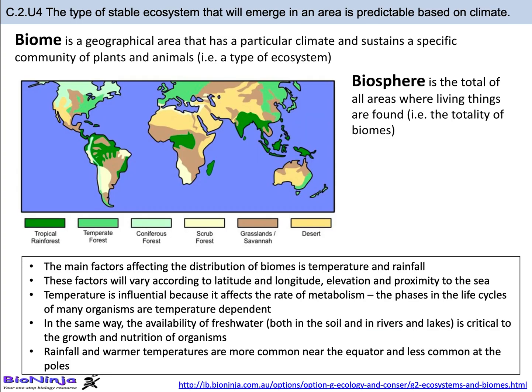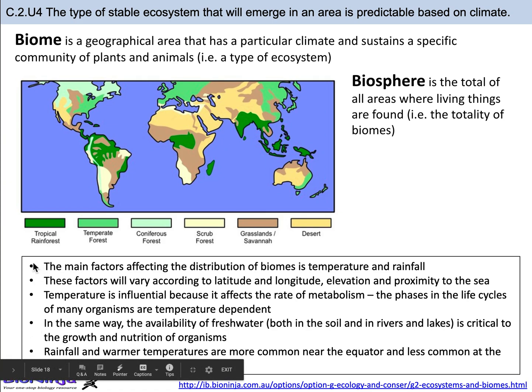Okay, so looking at biomes. So the type of stable ecosystems that will emerge in an area is usually predictable based on climate. So remember that a biome is a geographical area that has a particular climate and sustains a specific community of plants and animals. So the biosphere definition is anywhere on Earth where living things are. So we would consider the surface of Earth usually the biosphere. These are the terms that we usually use to discuss a biome.